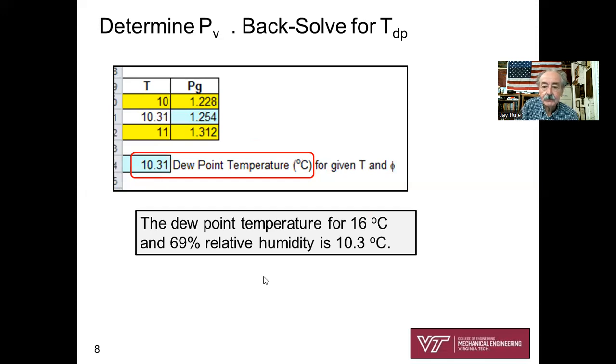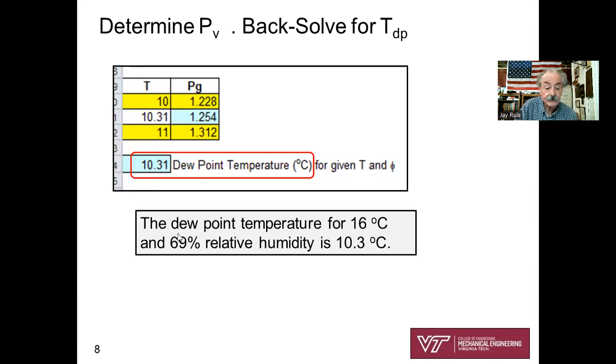Now, many students will say, well, why don't you go to the pressure table to get these? Instead, why are you using the temperature table? The answer is that the pressure table does not have enough precision in these tiny little partial pressures for you to get a good, accurate result. So that's why you use the temperature table in doing this work. So our dew point temperature, 10.31.